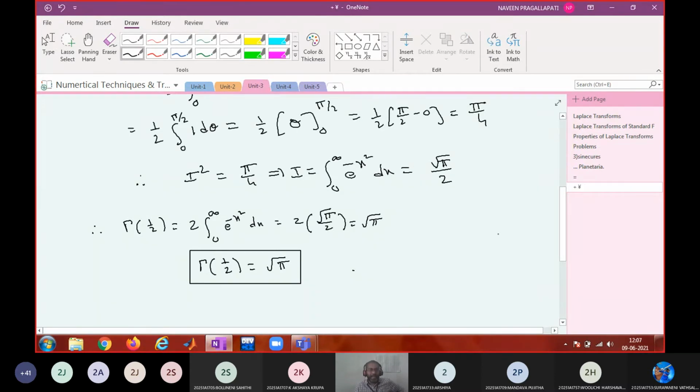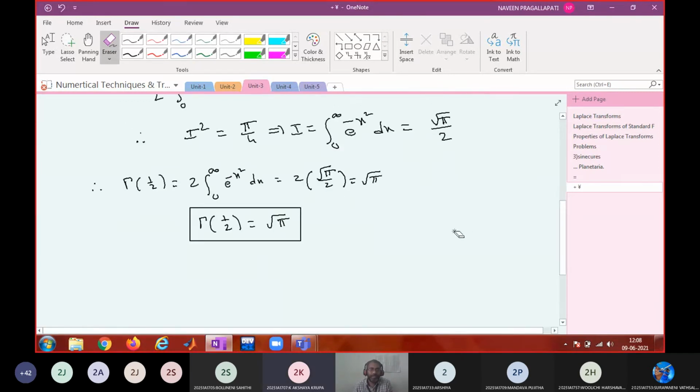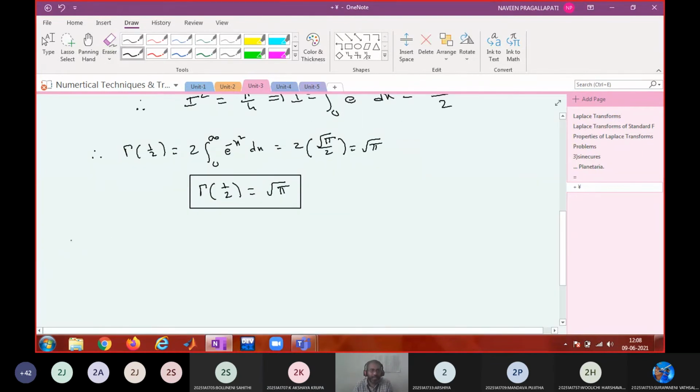So learning the gamma of 1 by 2 derivation requires the knowledge of multiple integrals. It requires deep knowledge of multiple integrals. Okay. Shall I proceed? Yes, sir. Now, how will this gamma of 1 by 2 be useful?